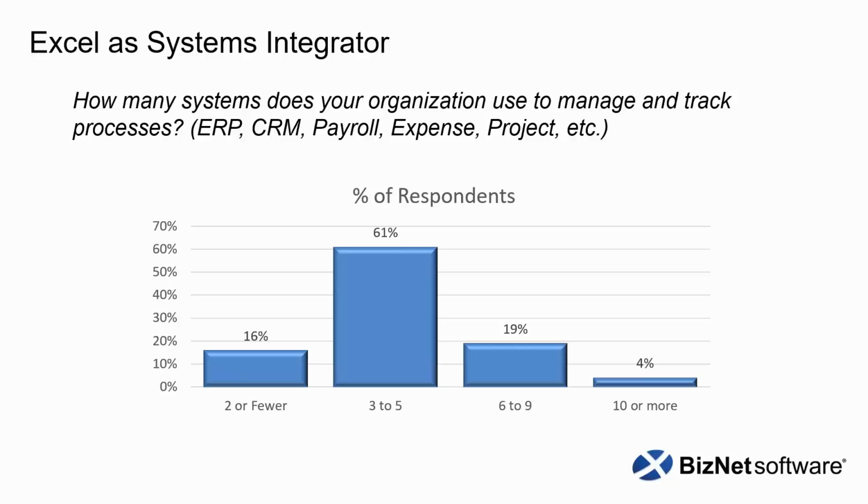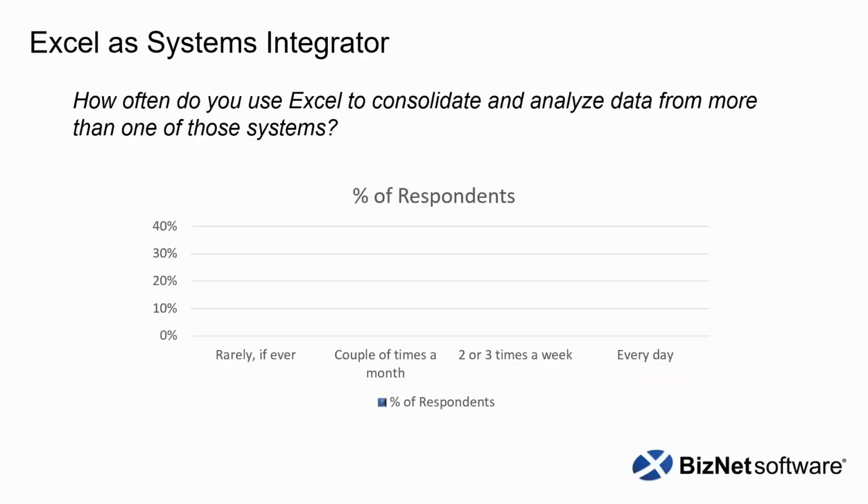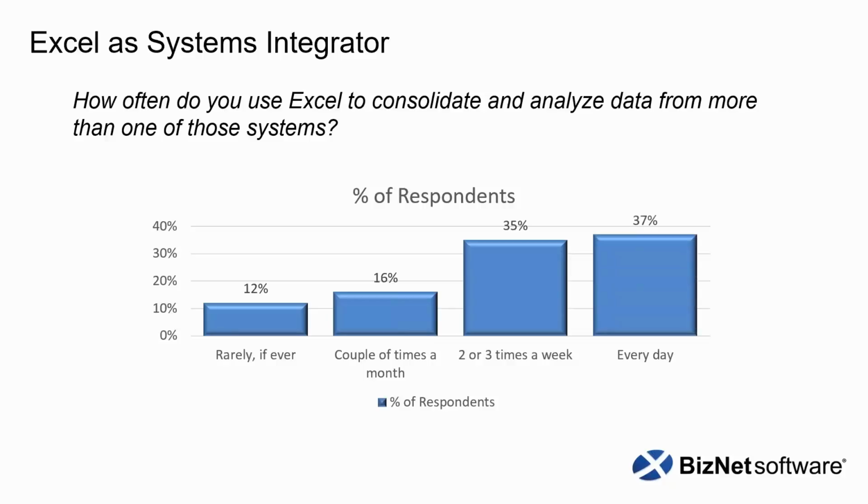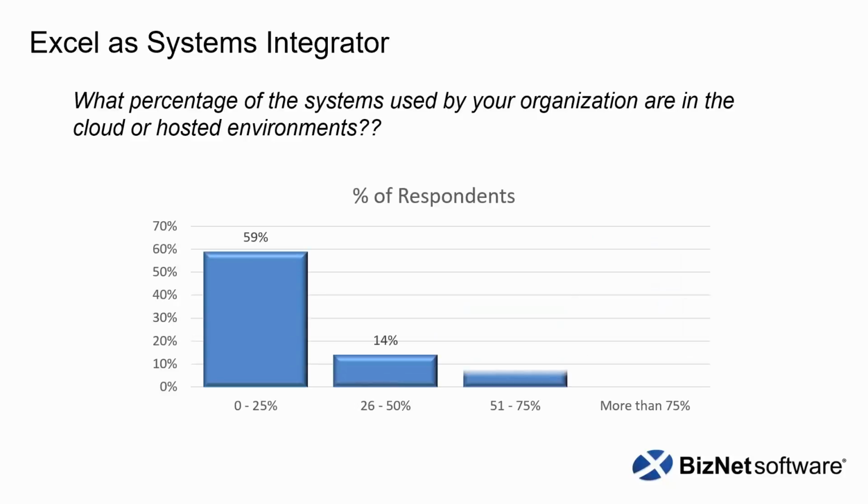So obviously, we have, as organizations, embraced a lot of different kinds of systems in order to get our work done. Now, the problem is that sooner or later, you have to consolidate and analyze data from more than one of those systems. And how often do you do it? I think that there are probably some folks out there right now shaking their head, and that is, again, the vast majority are doing it either 2 or 3 times a week or every day, because, again, Excel is where you do your work. Now, what's interesting is that as industry publications show, there is a growing movement of people who are using hosted or cloud environments, and actually cloud environments are becoming more and more prevalent.